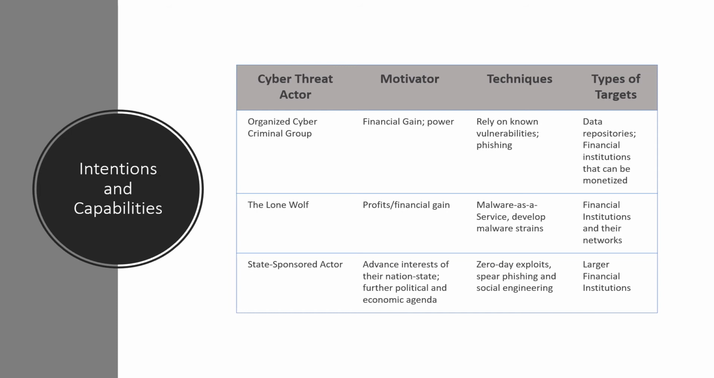Organized crime groups usually rely on known vulnerabilities and phishing attacks, while lone wolves often buy their attacks in the form of malware as a service. State-sponsored actors are almost always interested in laying low and gaining as much intelligence as they can to further their political or economic agenda. They conduct attacks using zero-day exploits and targeted phishing attacks as they usually have very clear goals and objectives. Notice that the nation-state threat actors target larger institutions, and this is generally due to the size and scope of the institution and the amount of intelligence and potential disruption or chaos the threat actor can generate.